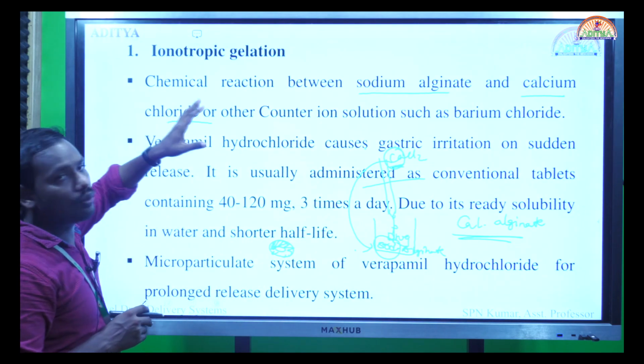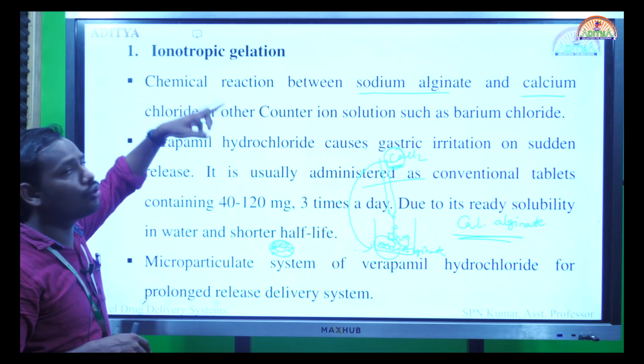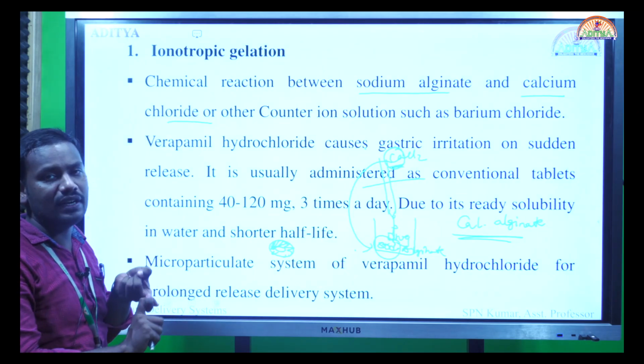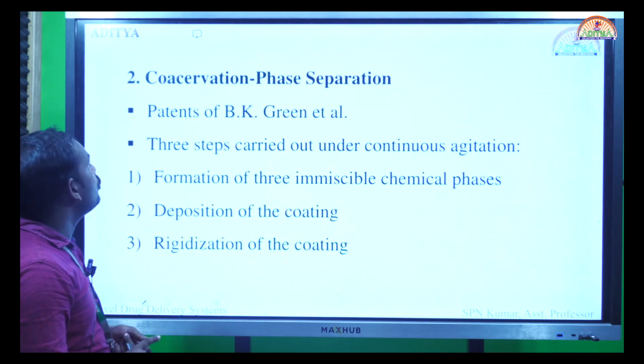So this is ionotropic. Since two ions are being displaced, sodium with calcium, it's called ionotropic gelation. Since after interaction they will form a gel, a tight interaction gel. So that is ionotropic gelation.